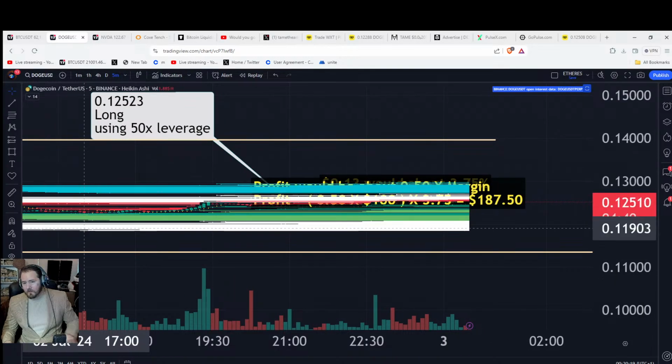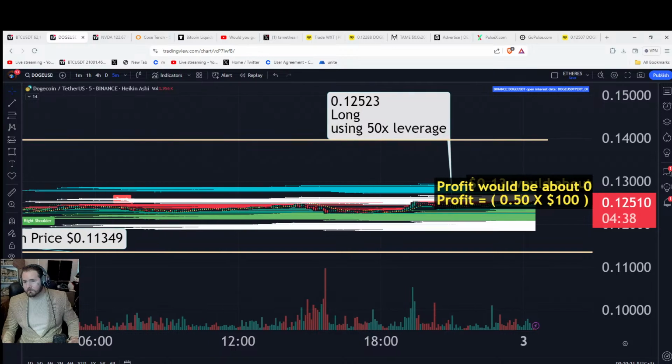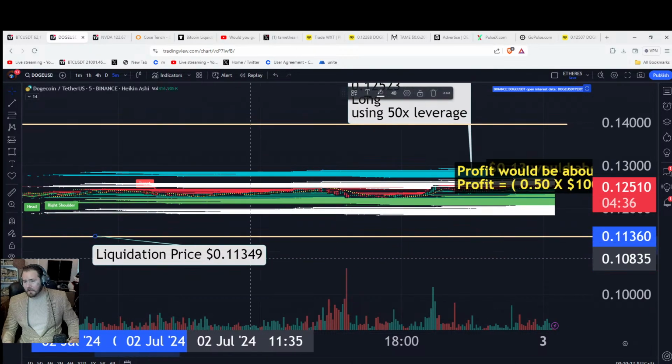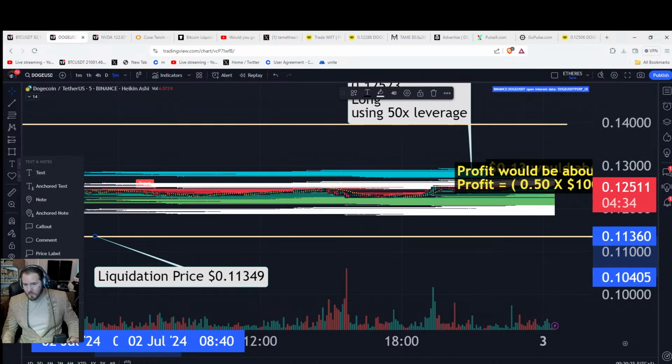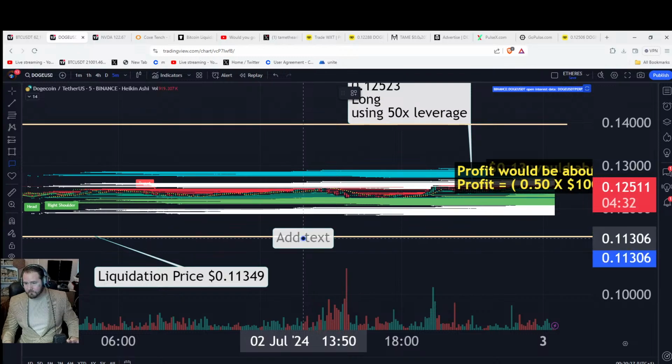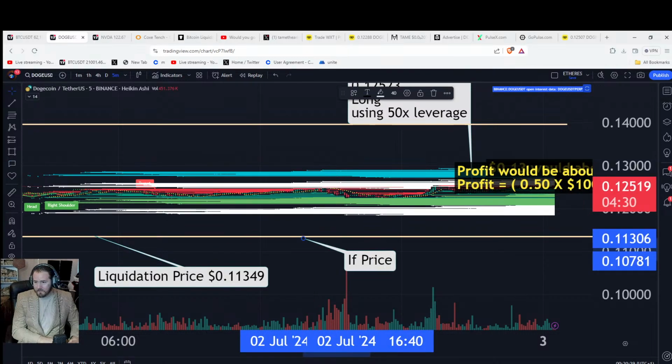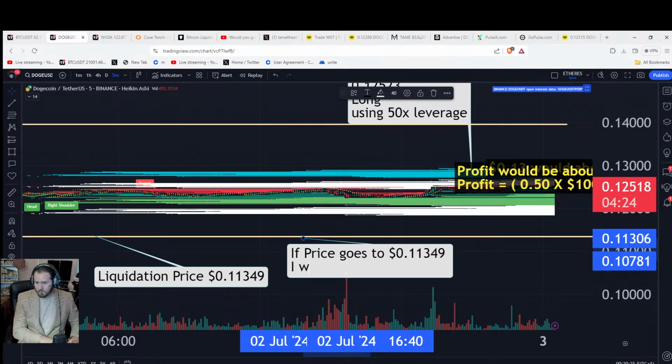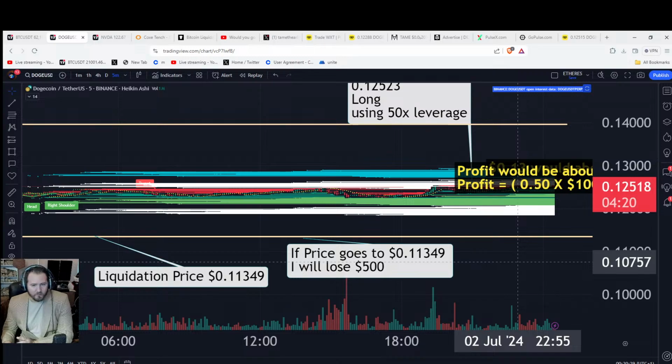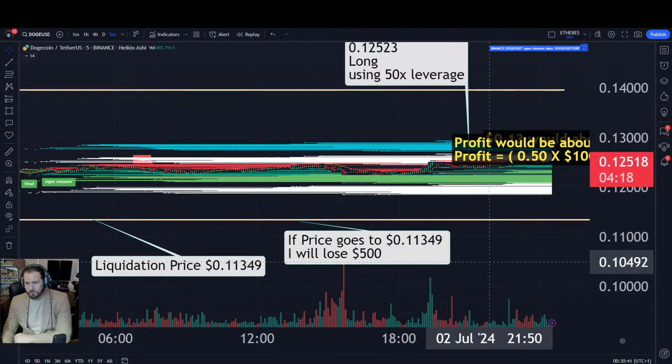If price hits 11, my liquidation down here, I would lose $500. That's how much margin I have in the trade. If price goes to that area, I would lose $500 on this liquidation.